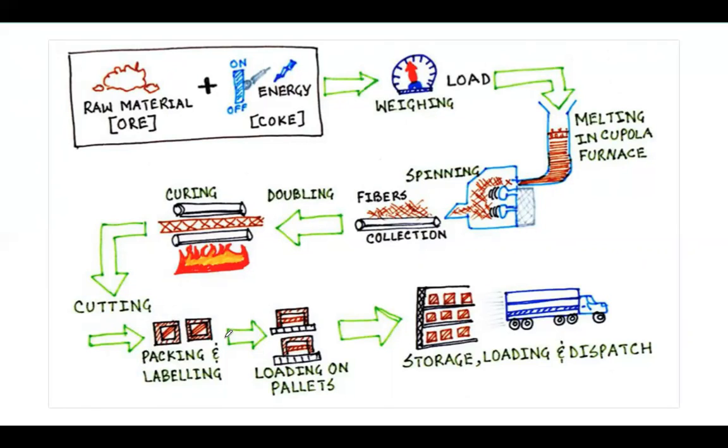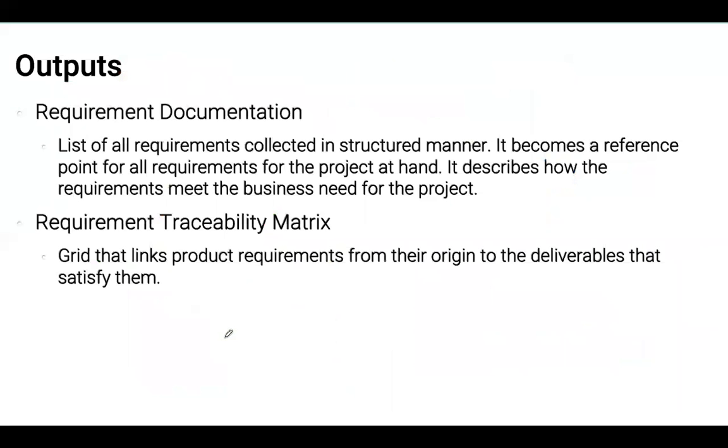It's a visual representation of what the scope will be and how the requirements might be satisfied within the scope. And then as outputs, we have the requirements documentation. So all the documentation, all the requirements are collected and listed, and then the requirements documentation becomes a reference point for all the requirements in hand and how the requirements meet the business need for the project.